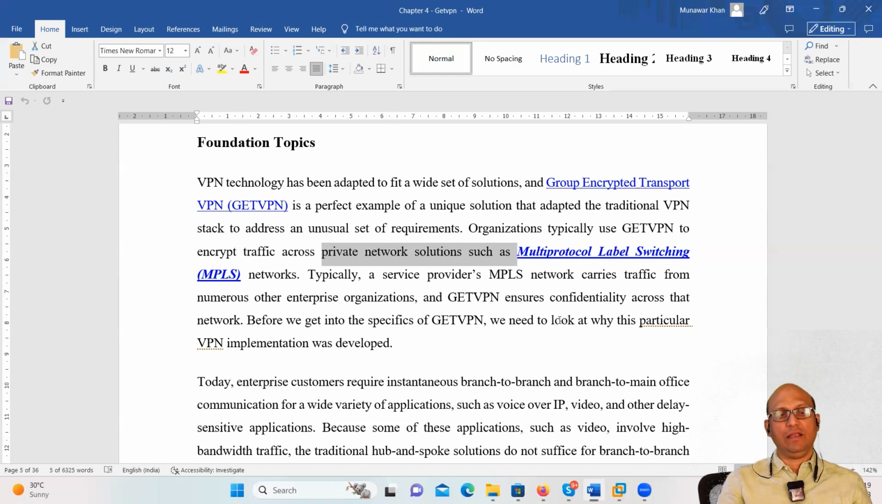Okay. But still, suppose I am carrying some cash or some valuables in my bag. I don't want this information to get to some other colleagues of my office. I want to safeguard it. So no doubt, a service provider MPLS network carries the traffic from numerous customers. See, there are many people working in my office, but I still want to ensure the confidentiality across the network.